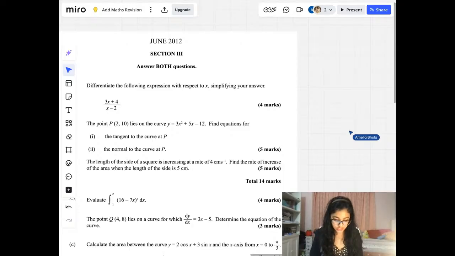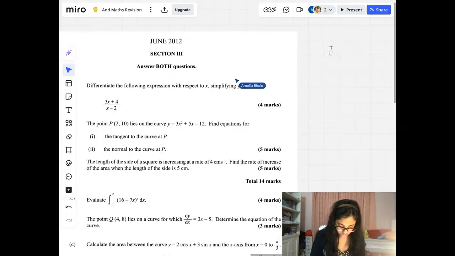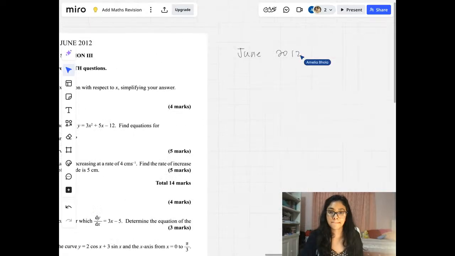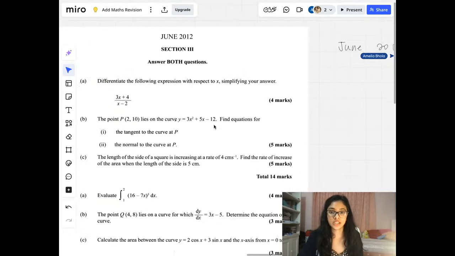Okay, so I'm gonna get right into it. So this is just differentiation and integration. All right, so this is June 2012. Ooh, this one's too thin. Okay, June 2012. So that's to differentiate this expression with respect to x.